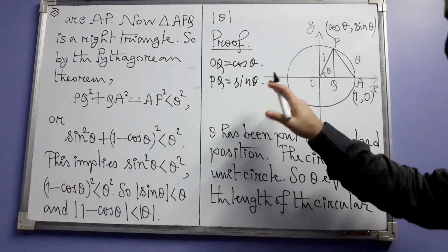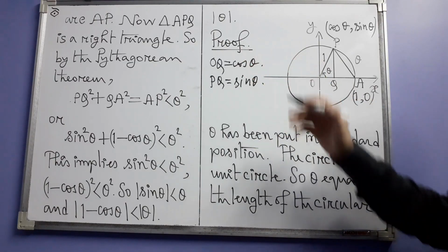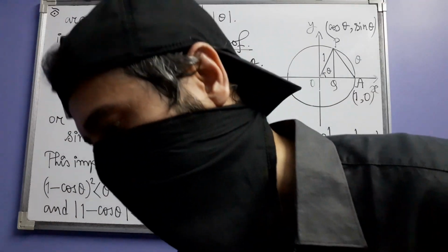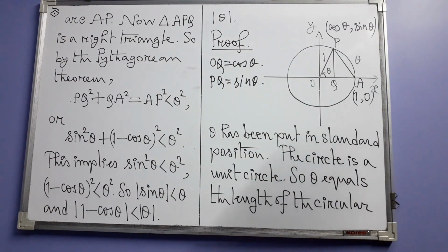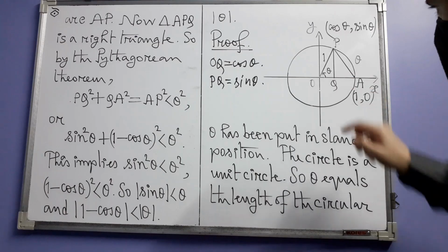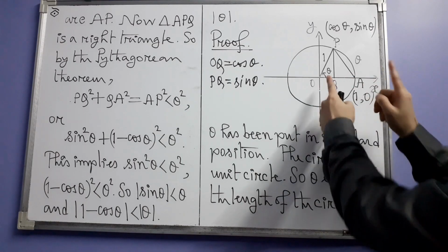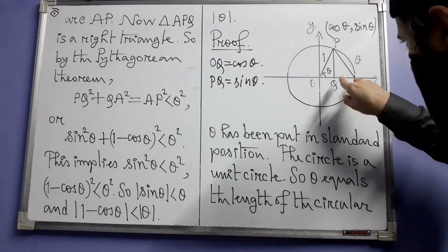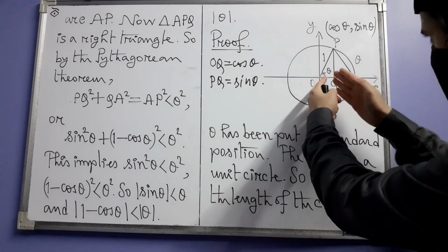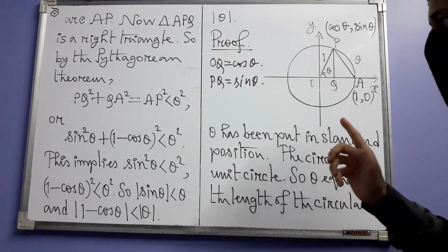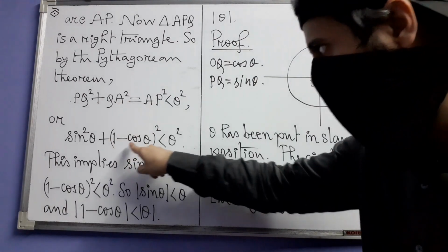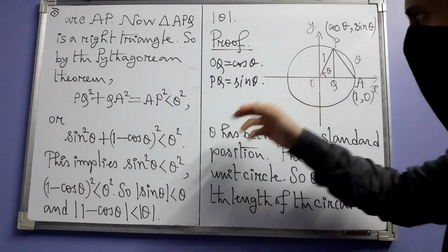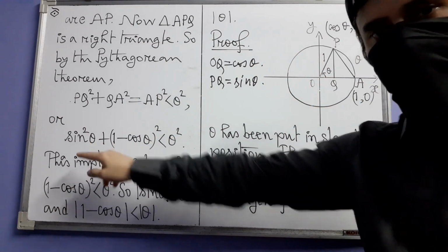Okay, it is weird to write from this direction, so you can see how bad the handwriting is, but anyway, you get the point. So now, OQ is cos theta, and what is the length of OA? 1, because it's one of the radii of the circle. So QA will be 1 minus OQ, that is 1 minus cos theta. That is why we have 1 minus cos theta here. And PQ is sin theta, that we are using directly here.